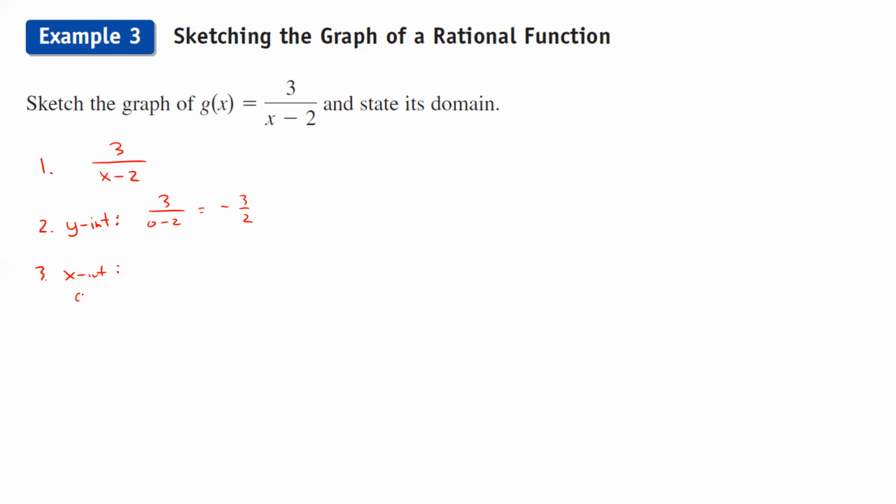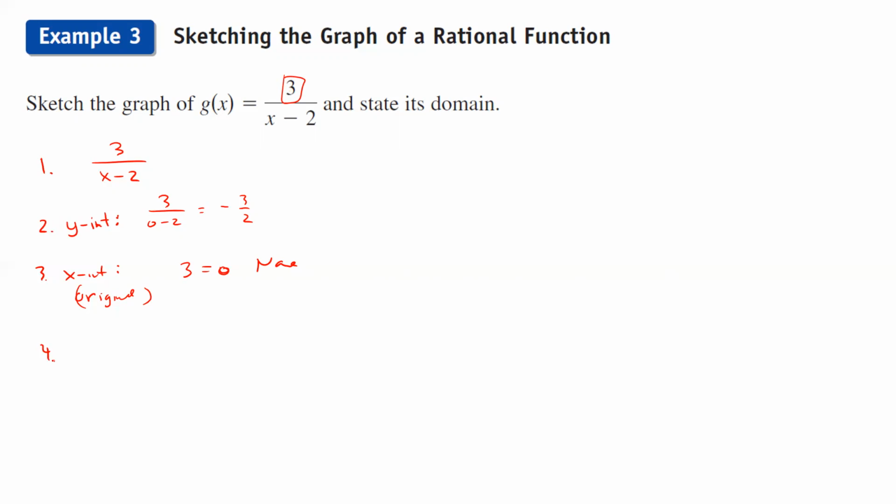So again, back to the original equation for intercepts. What you do is you just take your numerator only. So 3 is equal to 0. Just take your numerator only from your original problem, and there are no x-intercepts. We're good? That's crazy. This guy never crosses the x-axis.